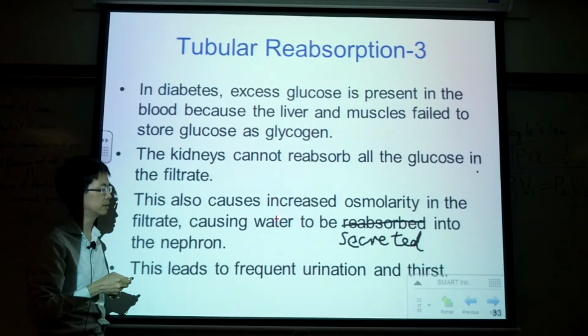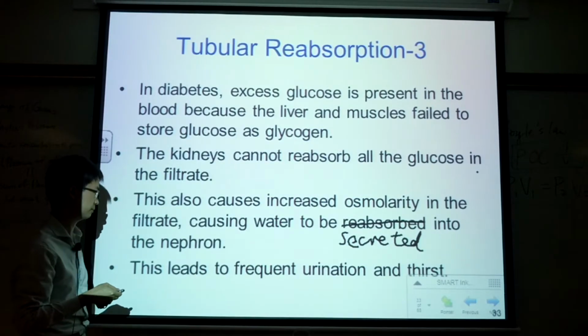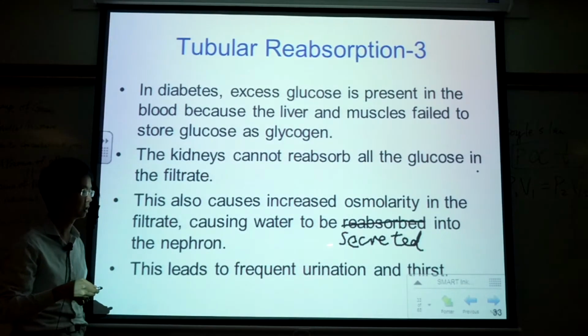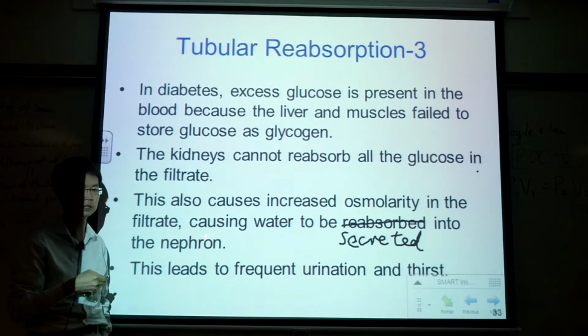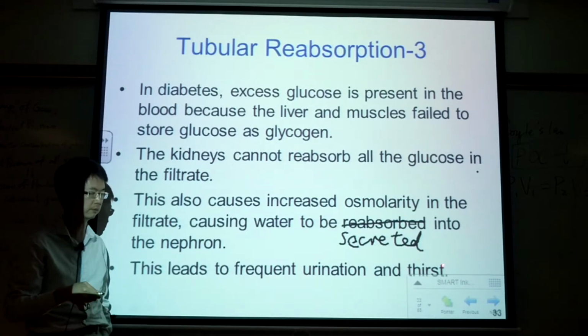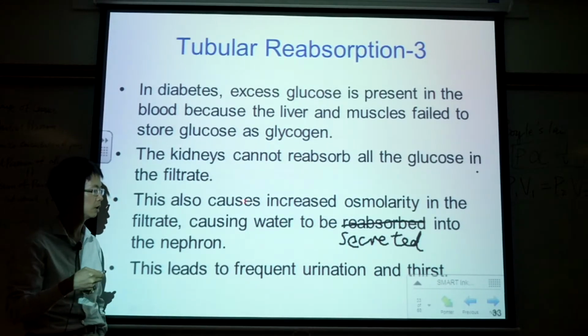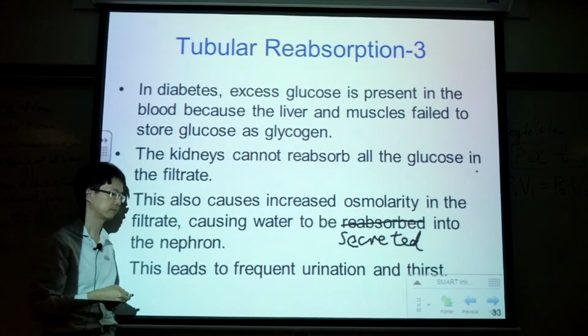In this case, the diabetic patient will have this symptom of frequent urination because you have more water secreted as urine. Because the patient urinates a lot of times, the patient will feel thirsty all the time, because the water is leaving the body. The patient does not get enough water into the blood.